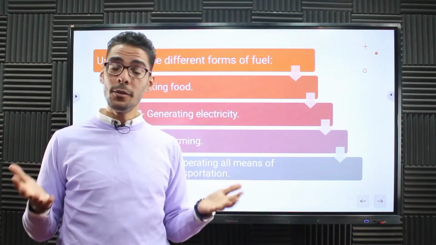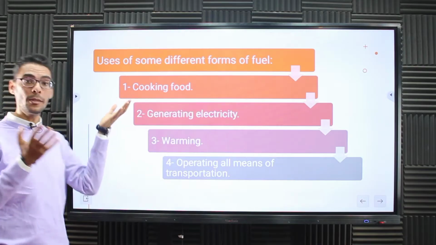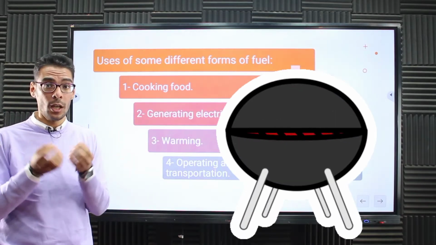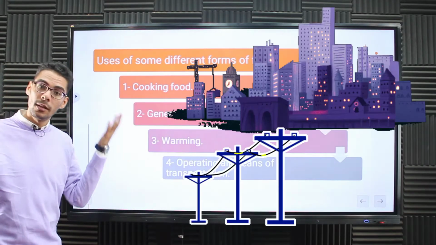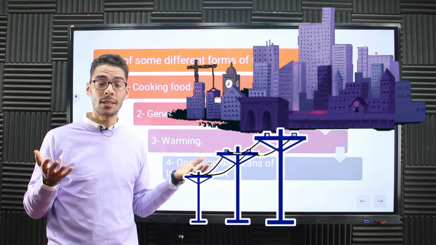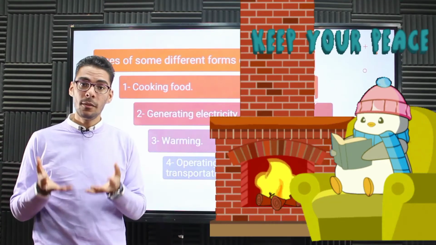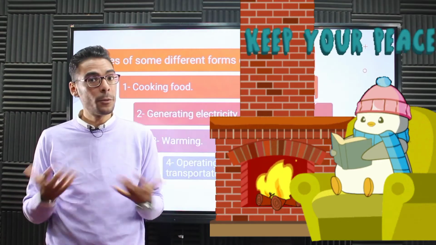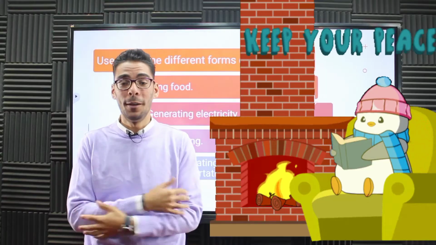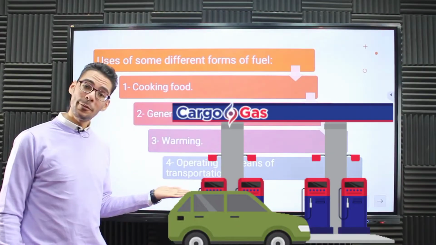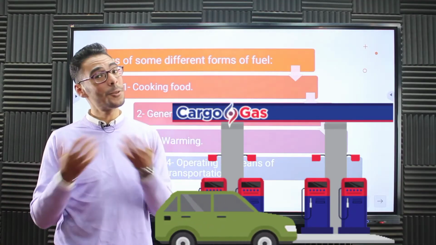So what are the uses of the fossil fuel that make them really important? Number one, we can use them in cooking food, such as burning coal or burning pieces of wood. Also, we use the fossil fuel to generate electricity in the electric power stations. Number three, in warming, we use some of the fossil fuel forms to warm our body, such as the heater or maybe burning some pieces of wood to warm our body if it's a cold day. Number four, operating all means of transportation, such as cars and trains.